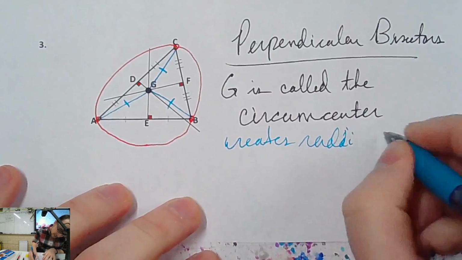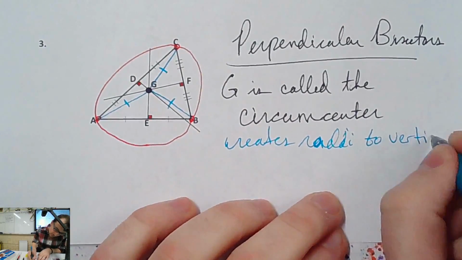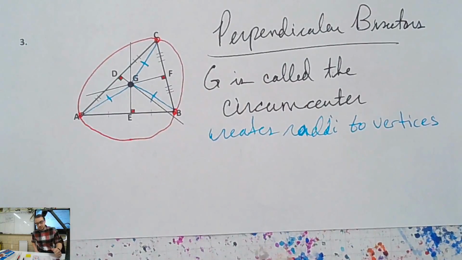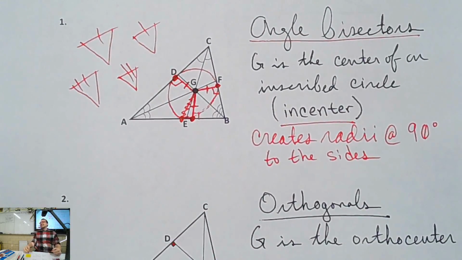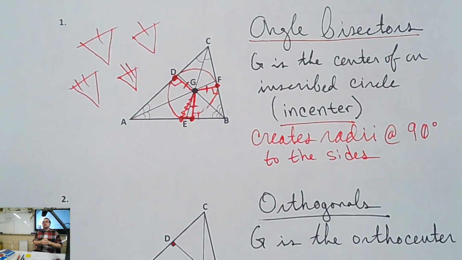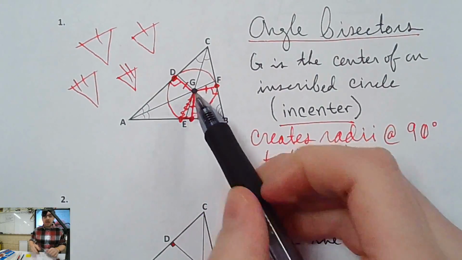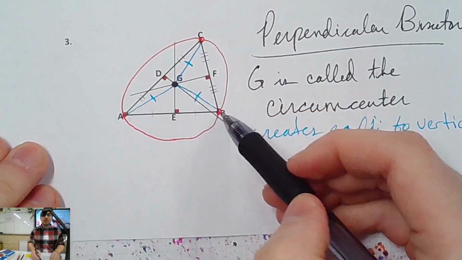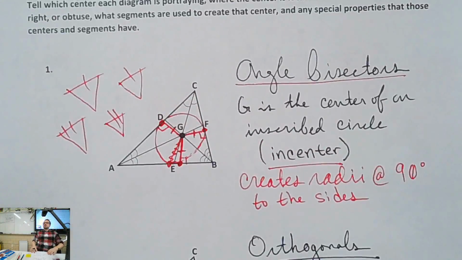Sorry, I'm having trouble writing today, guys. Radii to the vertices. Remember, vertices is just plural for vertex, right? So it's equidistant to the vertices, right? That's what radii means. The incenter is an inscribed circle because it's on the inside, right? And it creates radii to the opposite sides, meaning it's equidistant to the sides, right? So if you wanted to find a point that was the same distance from all the sides, there it is. If you wanted to find a point that's the same distance to all the vertices, there it is. The circumcenter is on the outside, right? And the incenter is on the inside.